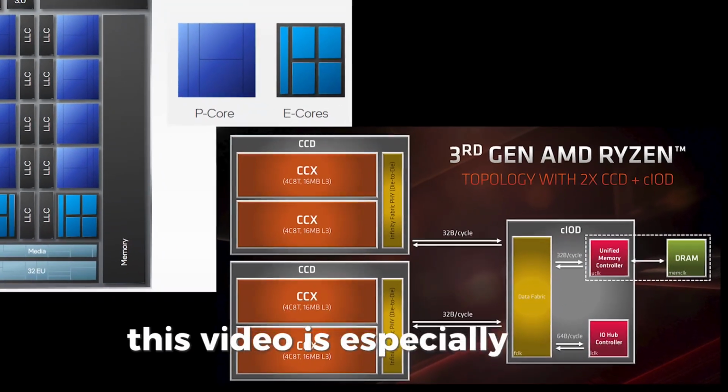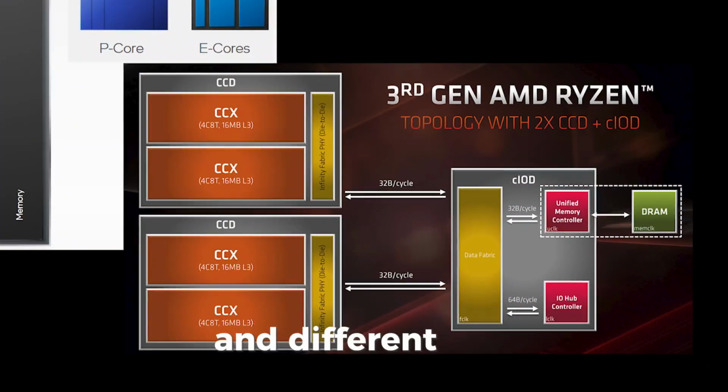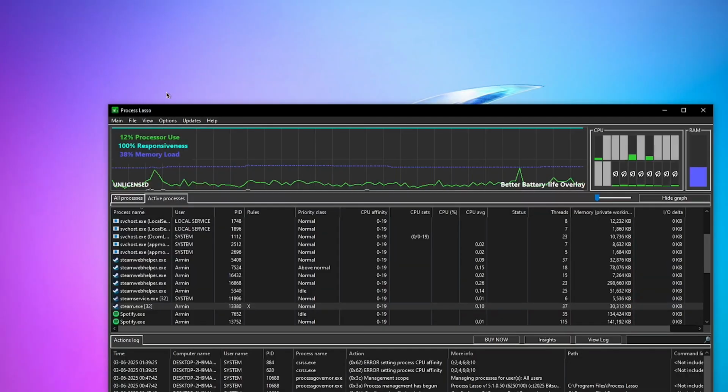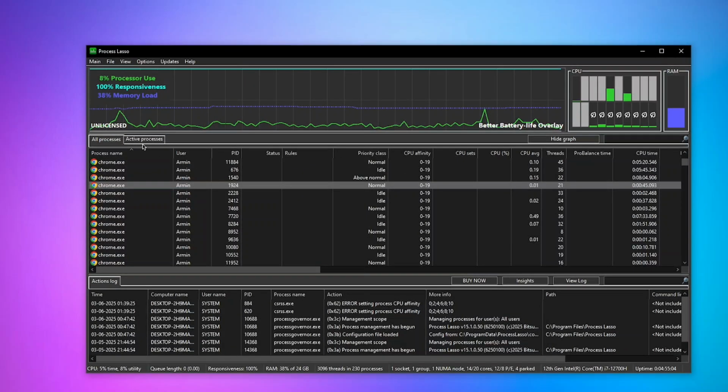This video is especially useful for people with Ryzen 9s and newer Intels that have different core types and different CCDs. So let's open Process Lasso. If this is your first time using Process Lasso, this might look complicated to you, but you don't have to worry since we don't need to learn all the settings in this application. Today we are only focusing on CPU affinities.